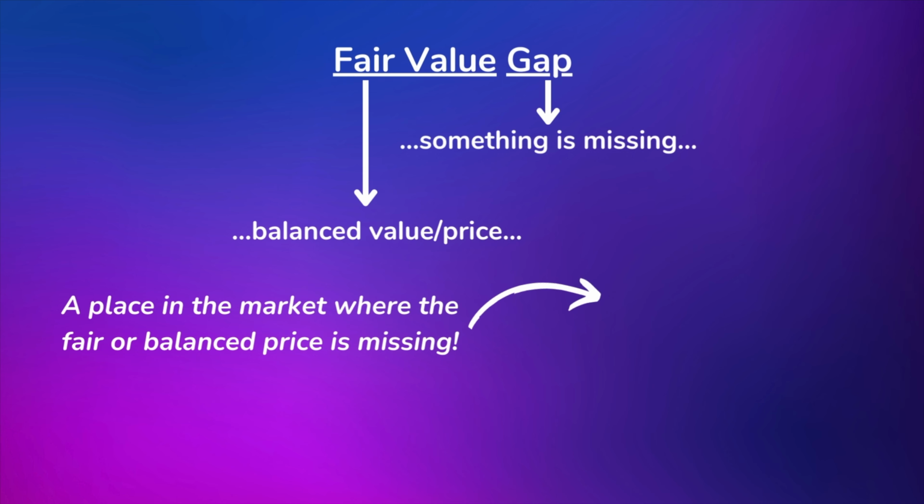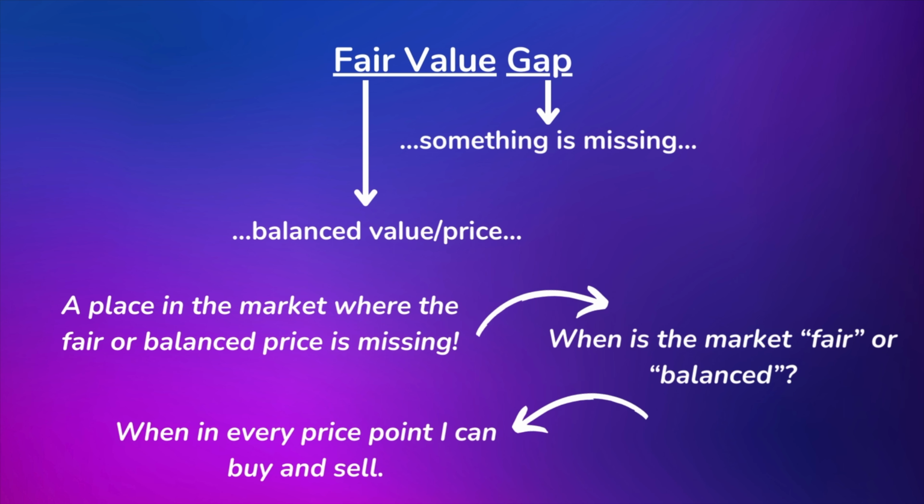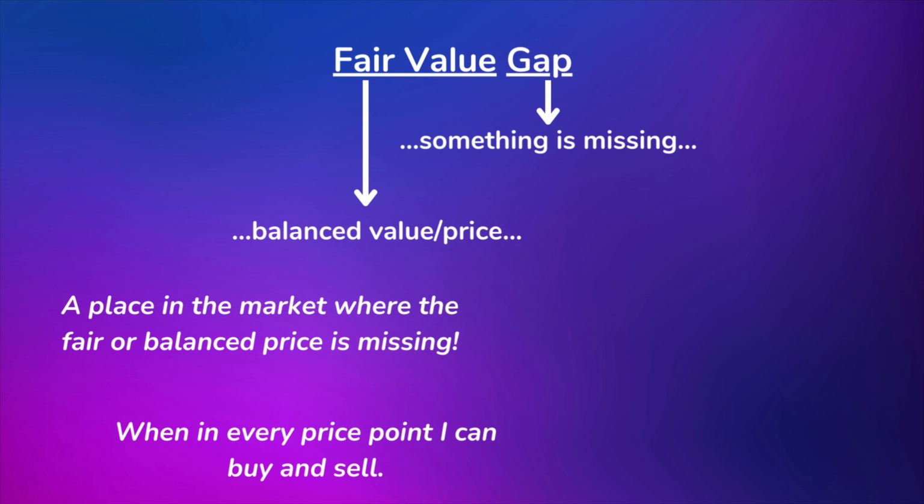And so, consequently, when is the market fair or balanced, right? You ask that question to yourself very naturally. Okay, there is something missing. What's missing? The fair or balanced price. Okay, but then when is the market fair or balanced? Well, when at every price point I can both buy and sell. That's going to be a balanced price, a balanced and fair place in the marketplace. And so this is the definition, guys, that I give to myself when I think about fair value gaps.